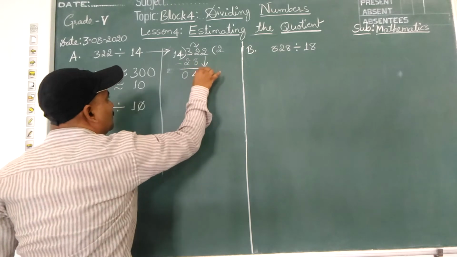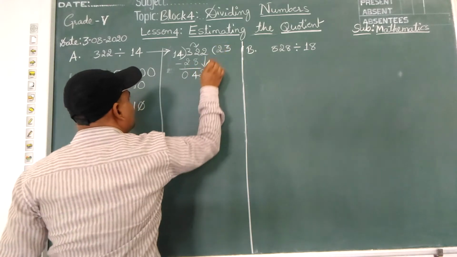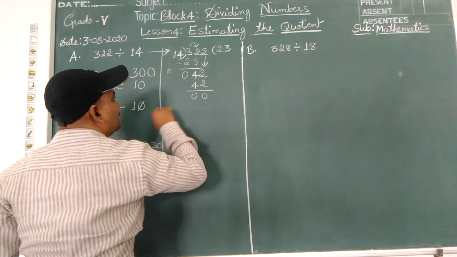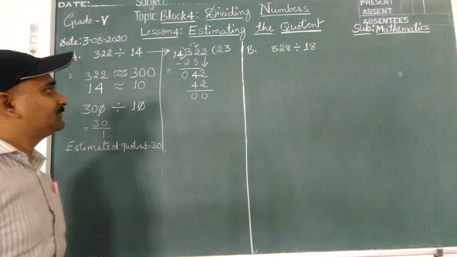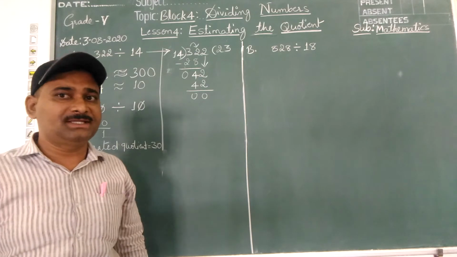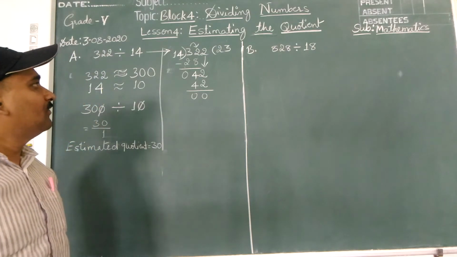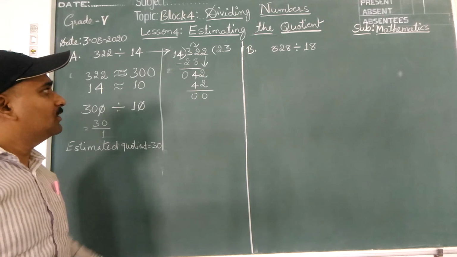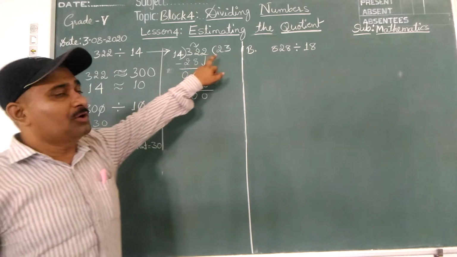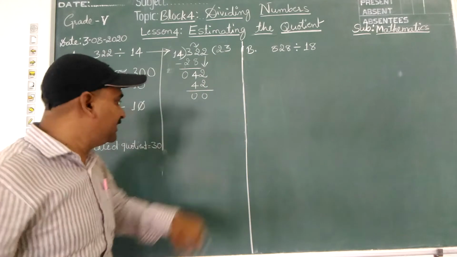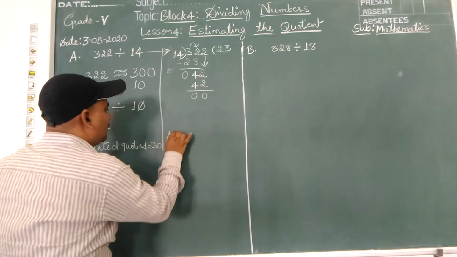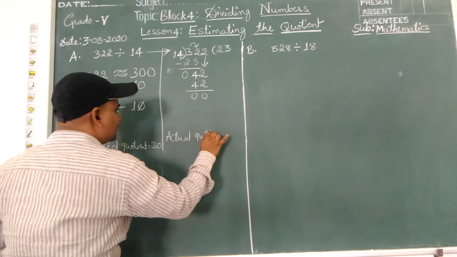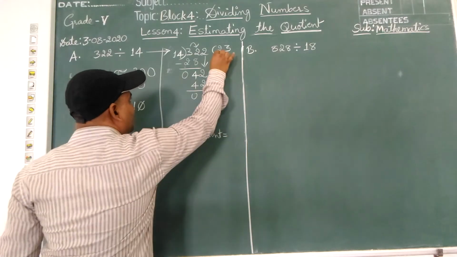Take the next number, 2. 14 3s are 42. Right? So the quotient. Actual quotient is how much, children? Actual quotient. How much?